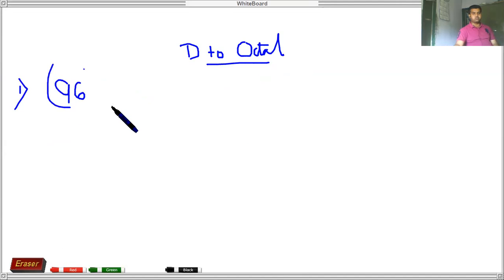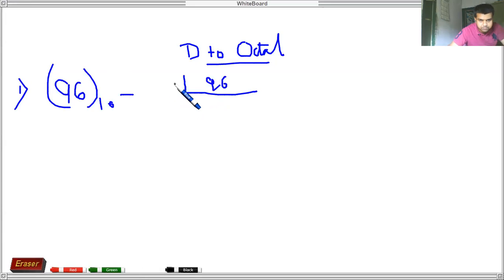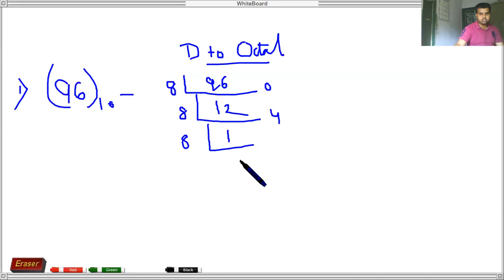Okay. Now what we will do? We will convert into octal. How? See this step. 96, write like this. Now instead of 2, we will write 8. 8 twelves are 96. Remainder is 0. Again divide the number by 8. 8 ones are 8. Remainder is 4. 8 zeros are 0. Remainder is 1.